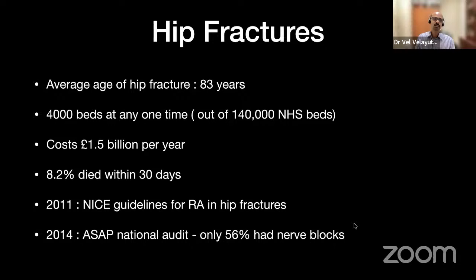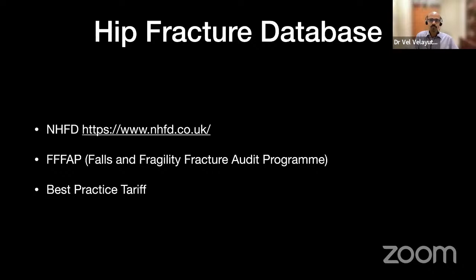So in the UK, we are fortunate to have this hip fracture database, which is quite unique because not every orthopedic disease has got a database, but hip fracture, because of the morbidity, does. This database includes information about a patient's admission to hospital, when the surgery was performed, what sort of anaesthetic was performed, have they had nerve blocks, how long did they stay, and what the morbidity and mortality are. So quite an extensive database, a lot of money and time has been put into it.